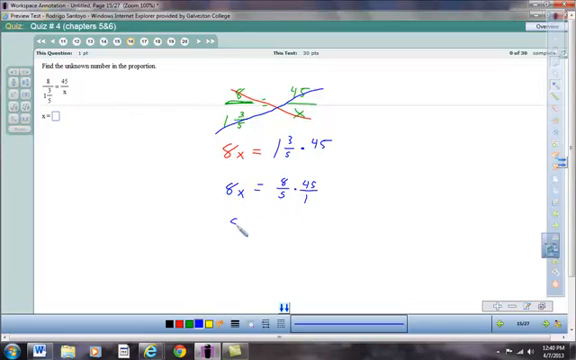I still get 8x over here. Well, here, just multiply across, right? 8 times 45 is going to be 360. 1 times 5 is just 5. If I divide 360 by 5, I get 72. So I just divide it by 8, divide by 8. I get x to be 9. So all we're doing is just like before, we're just going to be cross multiplying.